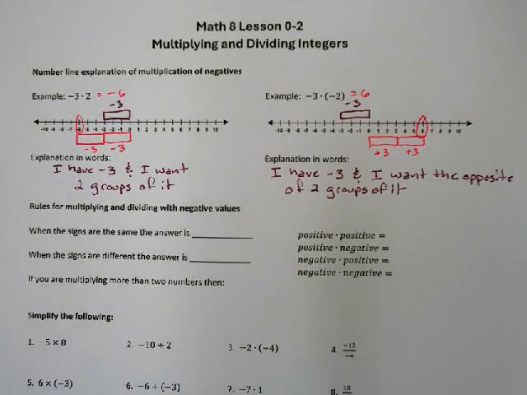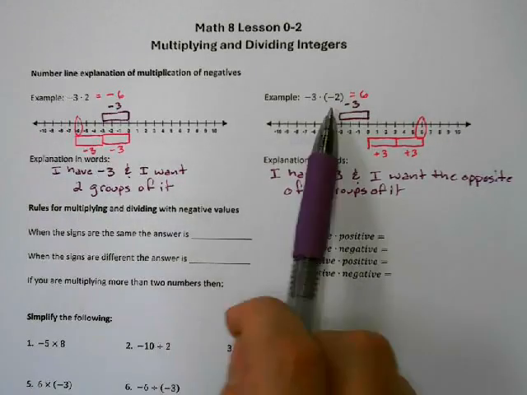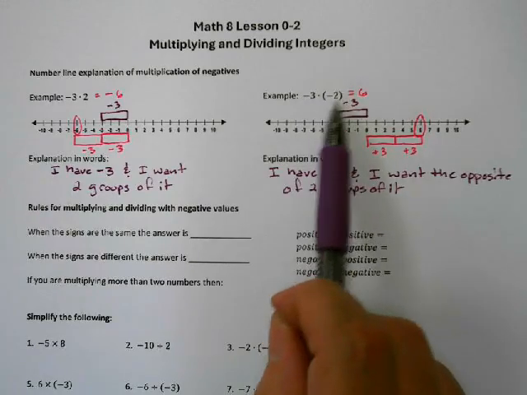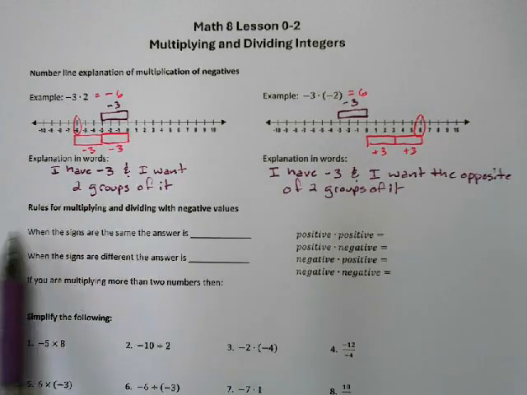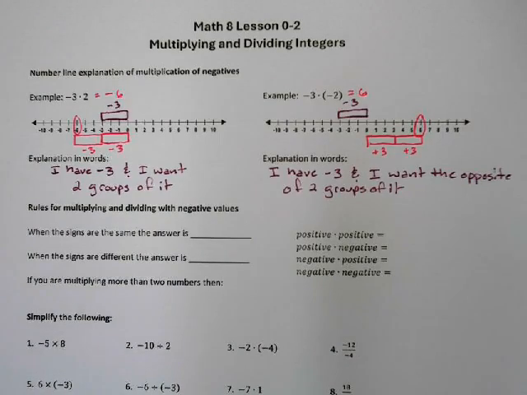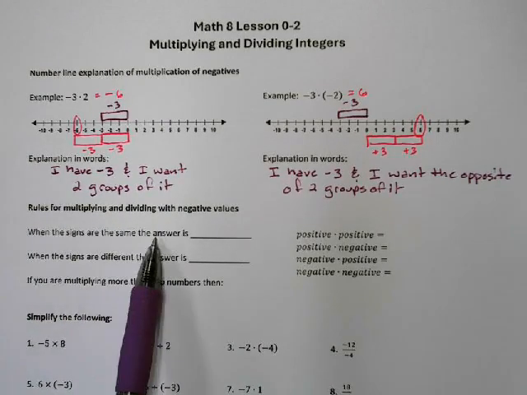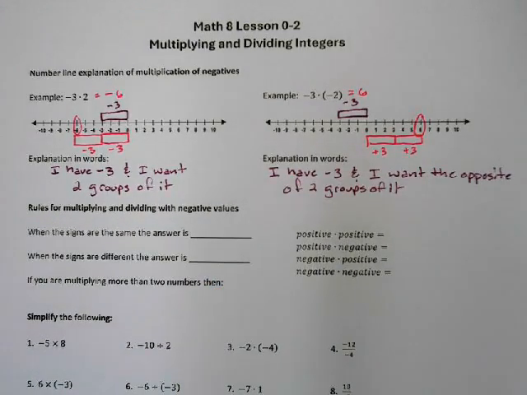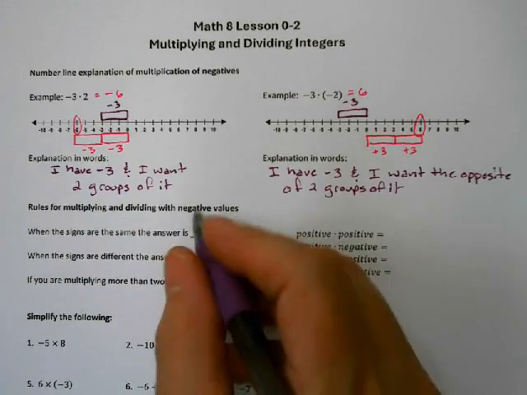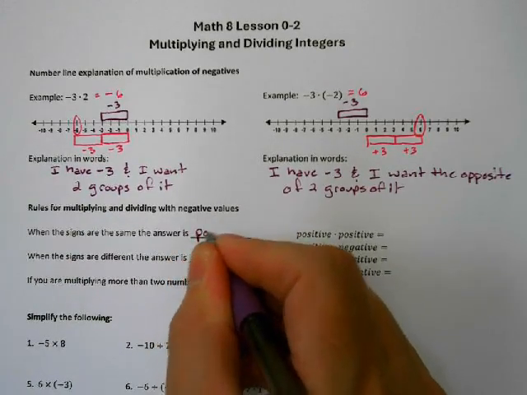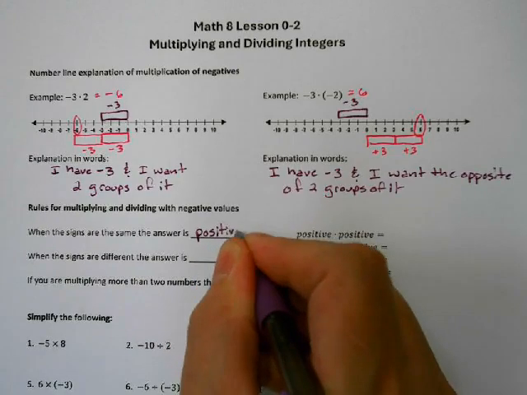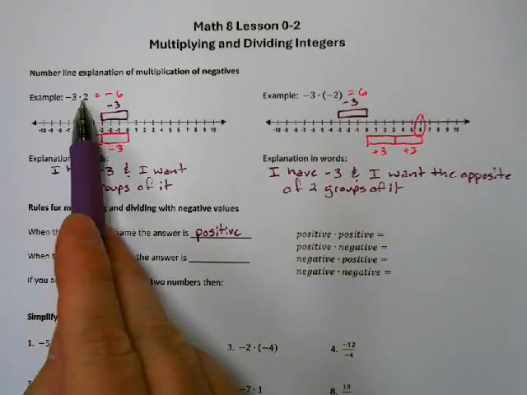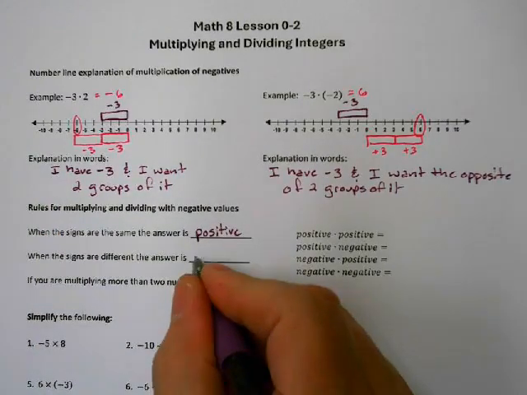So if you ever get those rules kind of mixed up in your head, you can remember that this is saying what I have and how many I want of it. So when we're multiplying and dividing with negative values, when the signs are the same, in this instance, our 2 signs were both negative, the answer will always be positive. If the signs are different, like this problem, I had a negative and a positive, our answer is going to be negative.